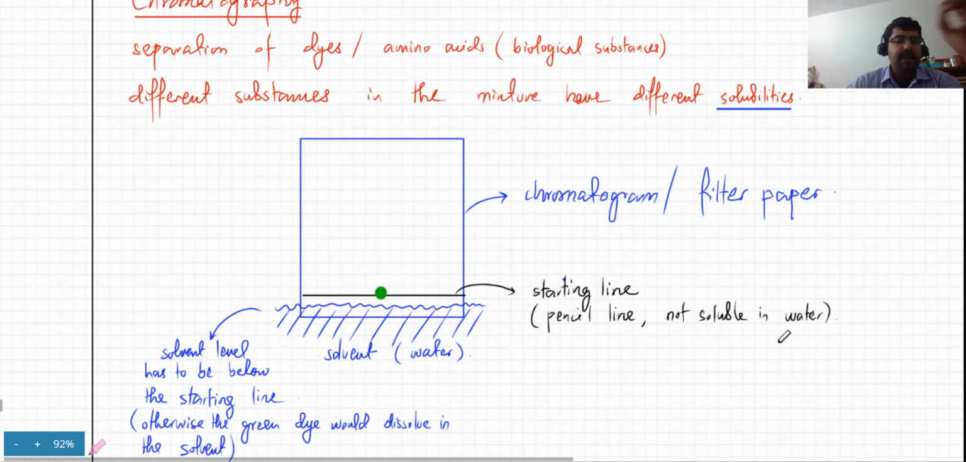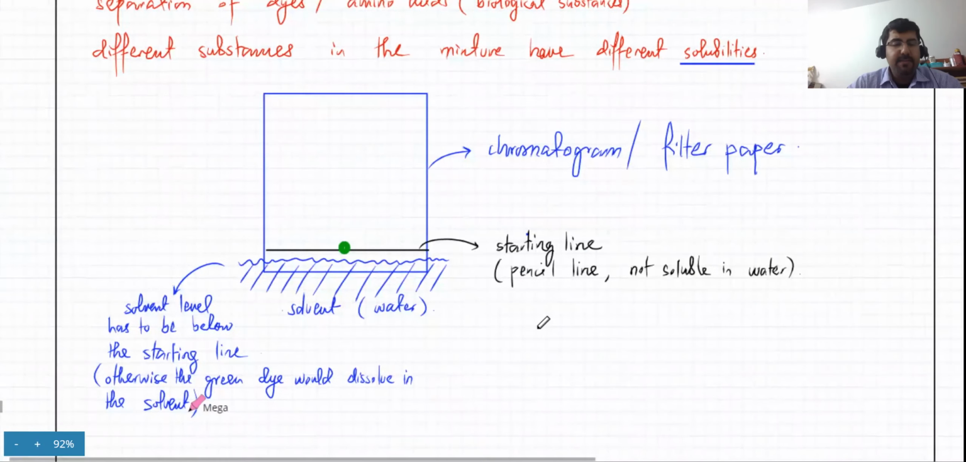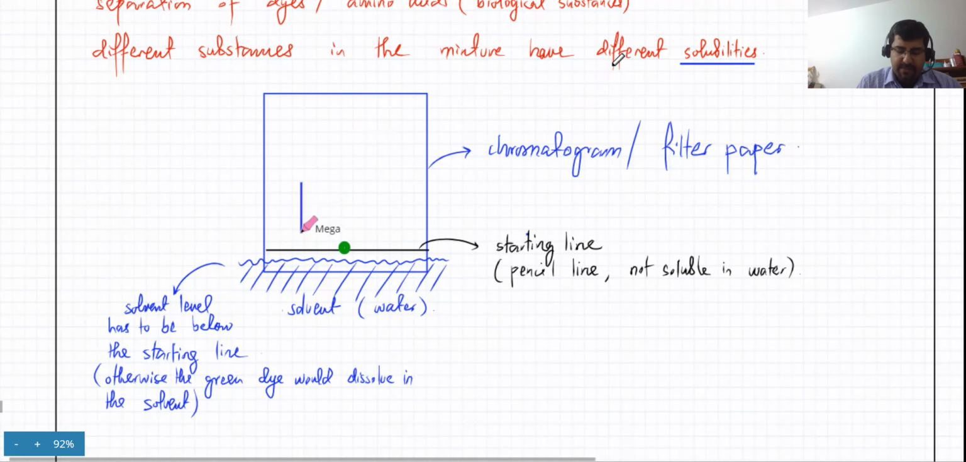Otherwise the green dye would dissolve in the solvent, and you don't want that to happen. Now, slowly what happens, you must have seen that if you dip one end of the tissue paper in a solvent, the water starts traveling up. Even the dry part of the tissue paper would eventually get wet. Why? Because it's a very absorbent material, so the water would start to travel upwards immediately.